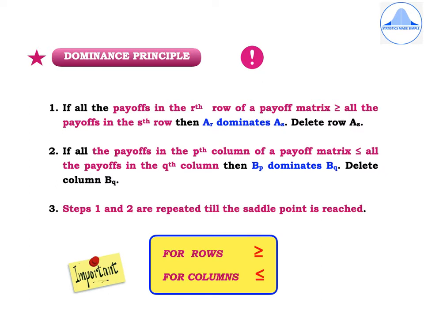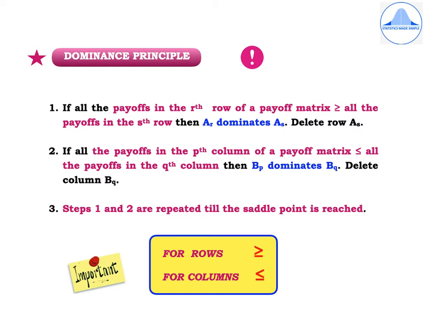The first step is you have to check if all the payoffs in the rth row of a payoff matrix are greater than or equal to all the payoffs in the sth row. Then AR dominates AS and we delete row AS. So the rth row and the sth row are two different rows in the payoff matrix. When I solve problems based on a particular payoff matrix, you will understand the steps clearly.